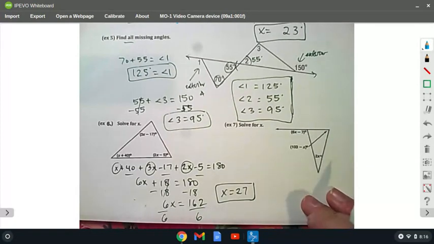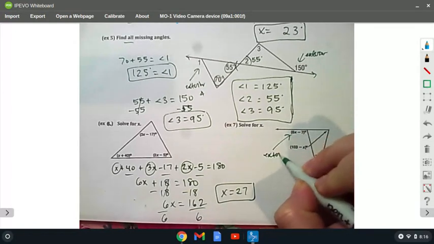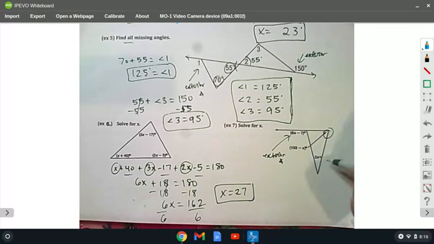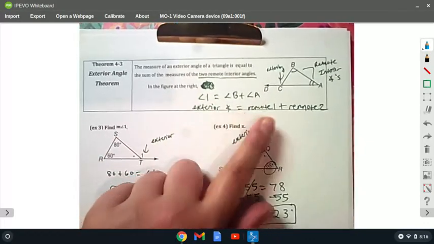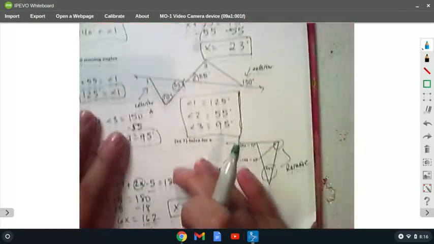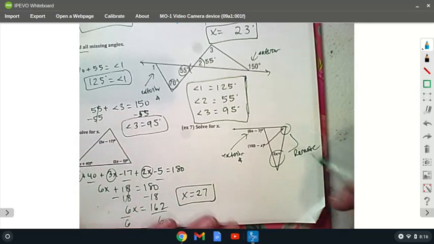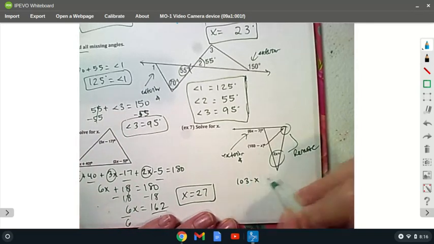This next problem is a little different. They are not giving me 3 angles in one triangle. This is an exterior angle out here. And they are also giving me 2 remotes. So these are my remote. Remember, based on that exterior angle theorem from up here, add the 2 remotes together, set them equal to the exterior angle. So my 2 remote angles are 103 minus x and 2x.